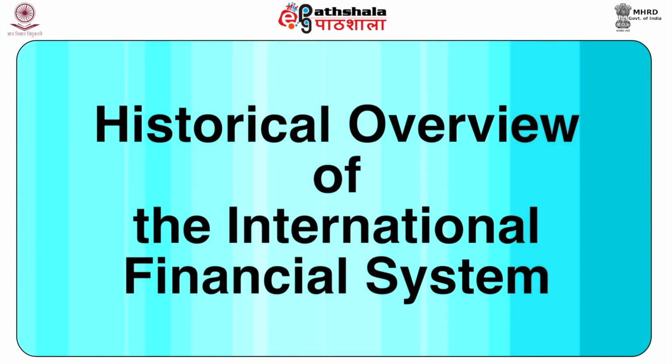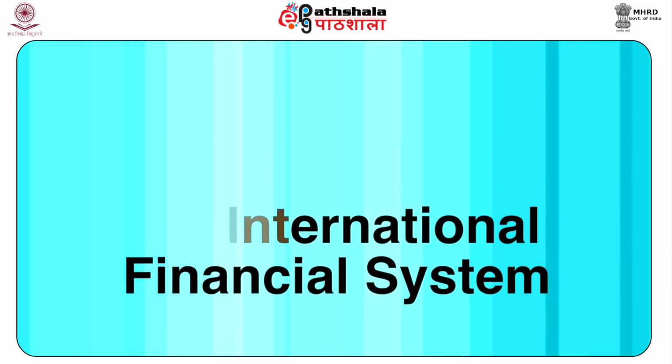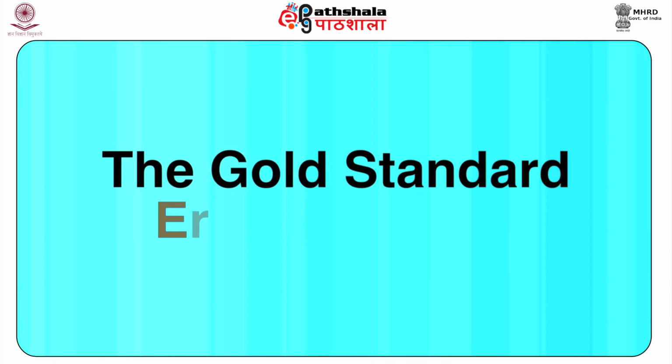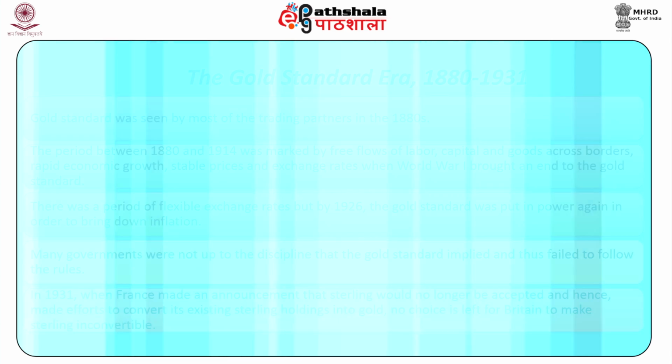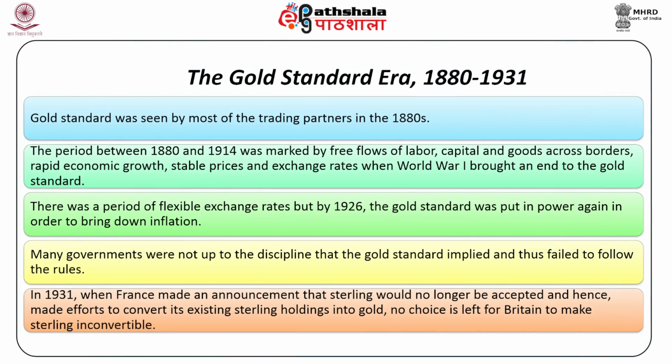Next, historical overview of the international financial system. The gold standard era of 1880 till 1931. The gold standard was adopted by most of the trading partners in the 1880s. The period between 1880 and 1914 was marked by free flow of labor, capital and goods across borders, rapid economic growth, and stable prices and exchange rates, when World War I brought an end to the gold standard.